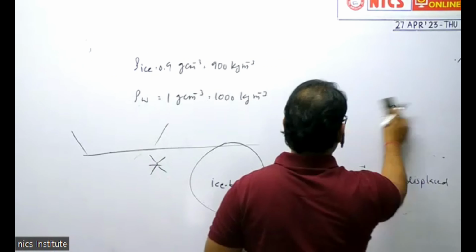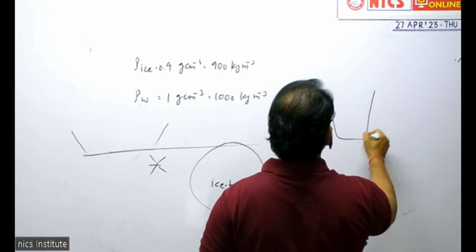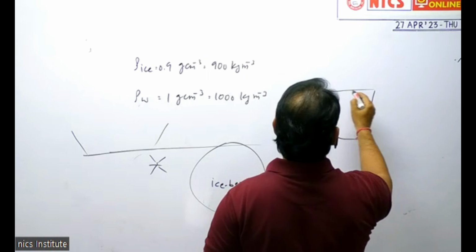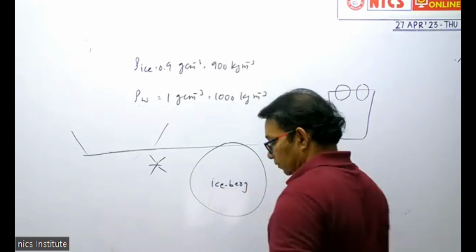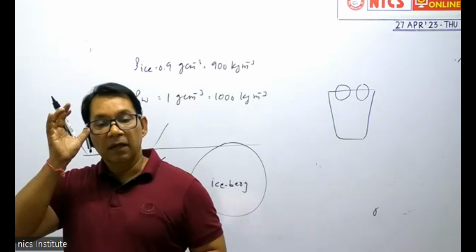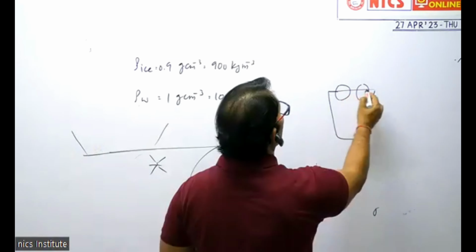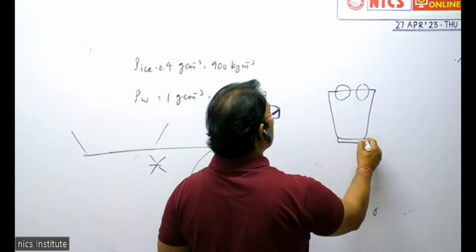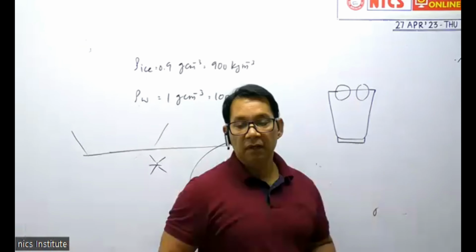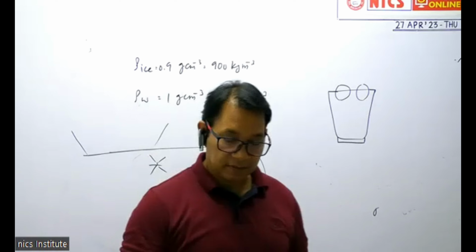Now, a question for you. Suppose I have a glass completely filled with water to the brim, and there are some ice cubes floating in it. After some time, the ice melts. What happens to the water? Will it spill out? Will the level go down? Will the level remain the same? Answer this.